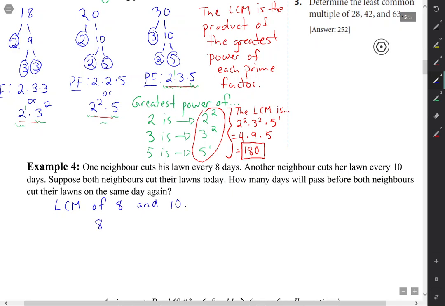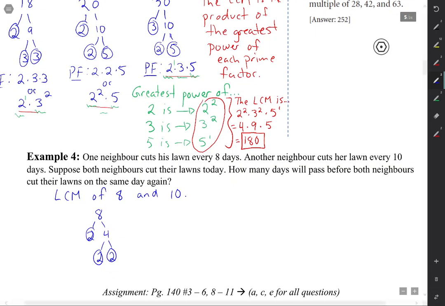So let's do our factor trees for both of these numbers. So 8 goes into 2 and 4, and then we split up that 4 into 2 and 2. So the prime factorization is 2 to the power of 3, or 2 times 2 times 2. And 10 can go to 2 times 5, and then we're done. So the prime factorization of 10 is just 2 times 5.